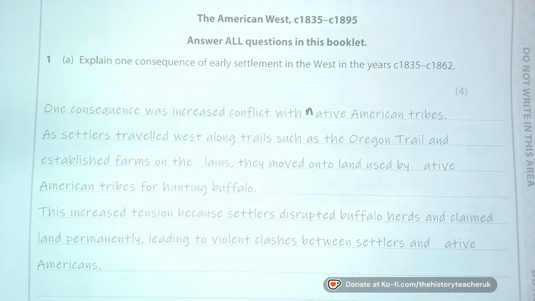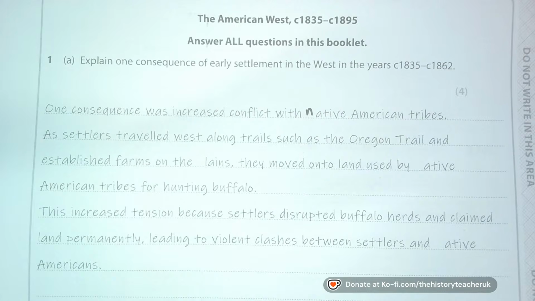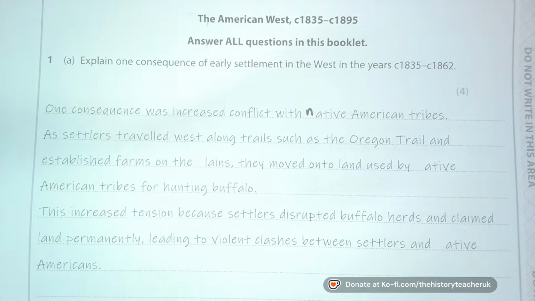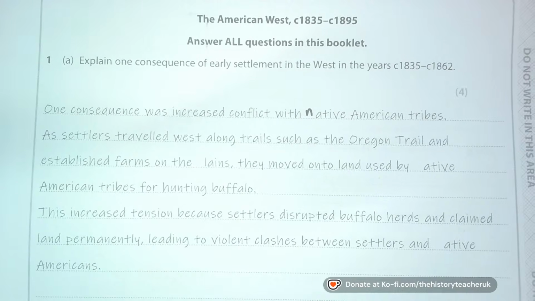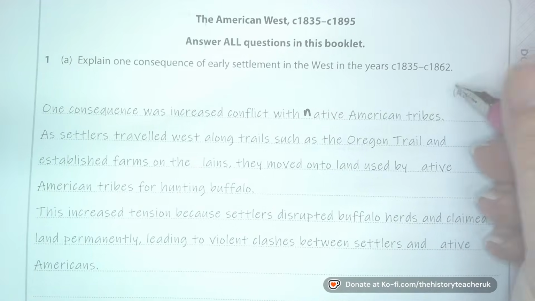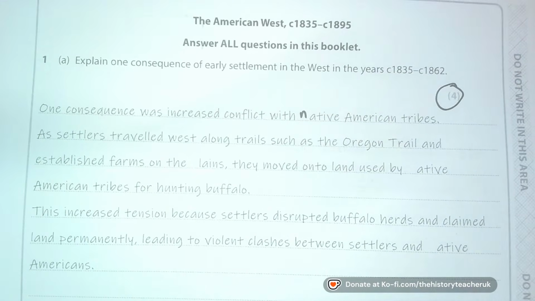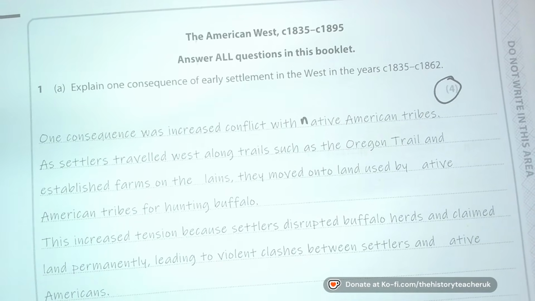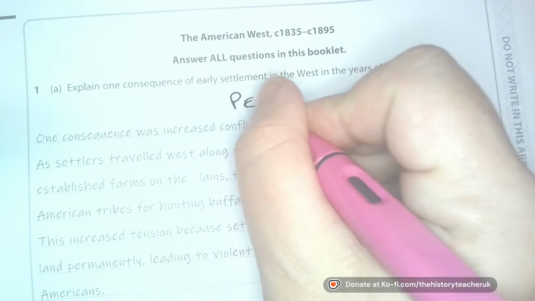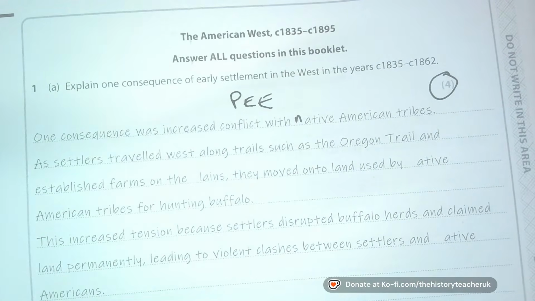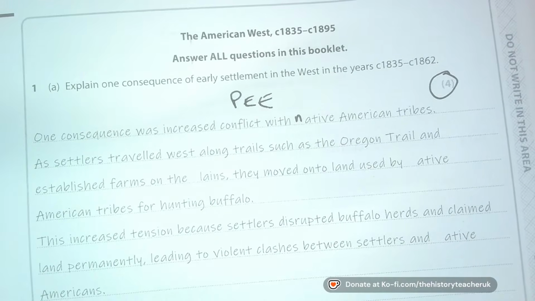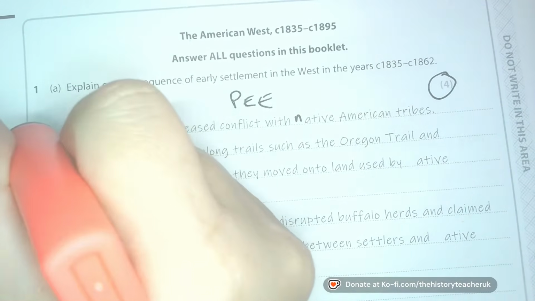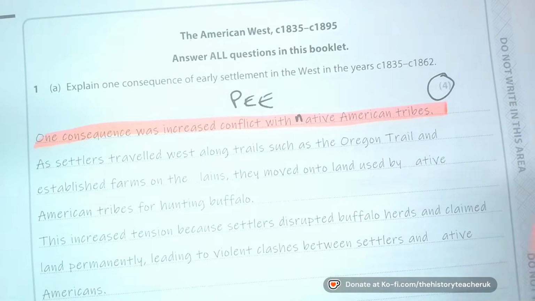Let's have a look at how we structure this. We're just going to do a really straightforward point, evidence, explain paragraph, one sentence for each. We're not going into huge amounts of detail. It is only a 4 mark question. So there's 4 marks, and we're going to do one sentence for each part of our point, evidence, explain. Keep it really straightforward. So one consequence was increased conflict with Native American tribes.